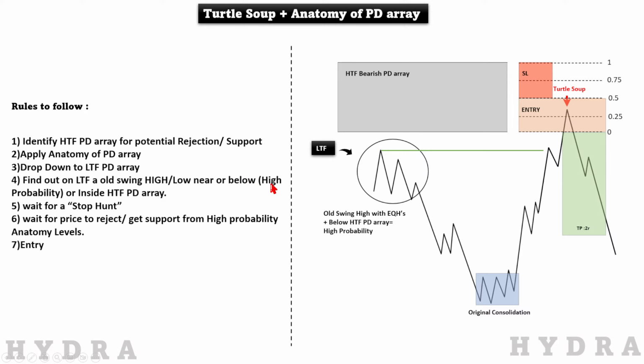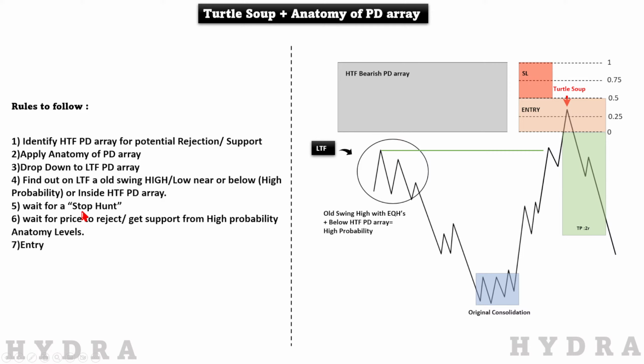So here's what is high probability. If the swing high, this is a bearish example, okay? So we have our bearish PD area here. We applied our anatomy of PD area here, right? Our high probability is we have a swing high below the bearish PD area.